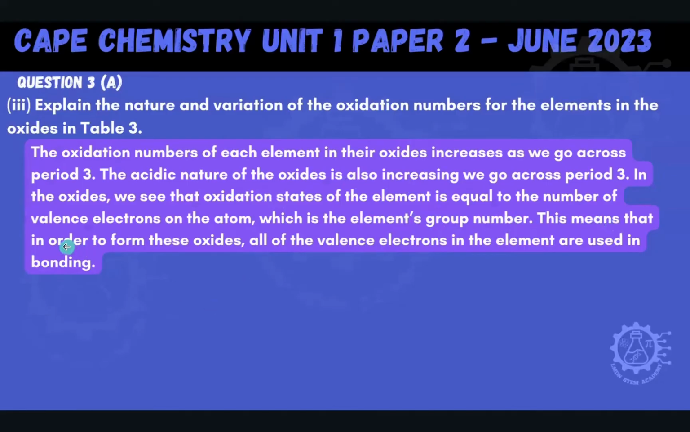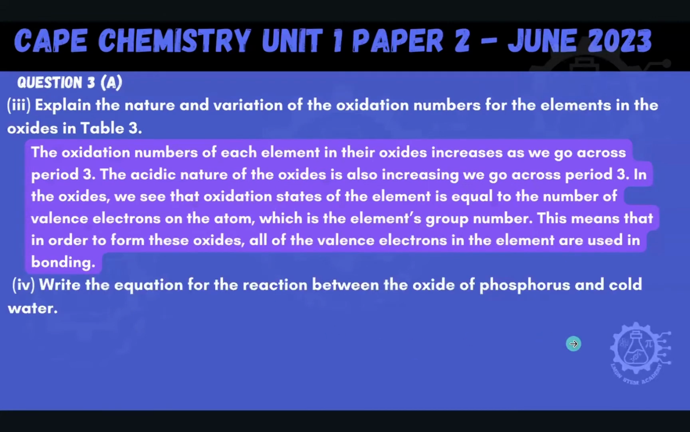And this means that in order to form these stable oxides, all of the valence electrons in the element are used up in bonding, right? Because if that number represents the valence electrons, it means that they're losing all of those to form the oxides, okay?